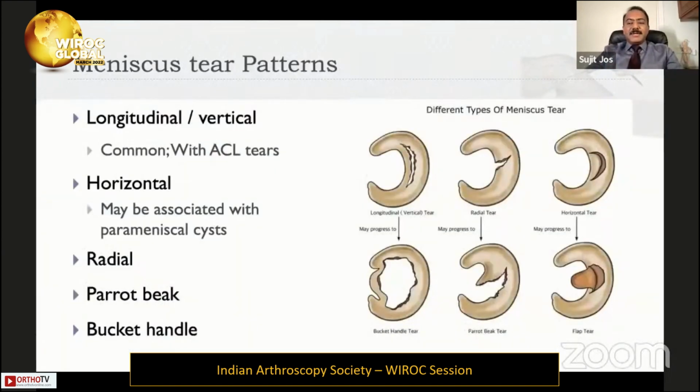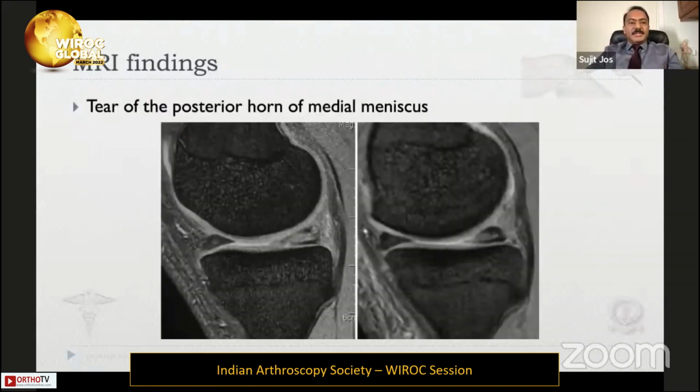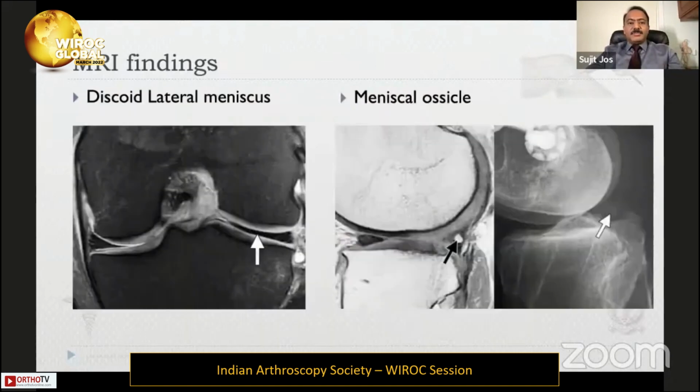These are the meniscus tear patterns: the longitudinal, the vertical, the horizontal tears, the radial tears, the parrot beak or the bucket handle tears. So in acute knee injuries with an intact ACL, the medial meniscus is 5 times more likely to get injured, and in acute knee injury with a ruptured ACL, the lateral meniscus is more likely to be injured due to the pivoting movement which happens in an absent ACL or deficient knee. So with a previously injured ACL, the lateral meniscus is more injured, and with repetitive deep squatting, the medial meniscus is more likely to get injured.